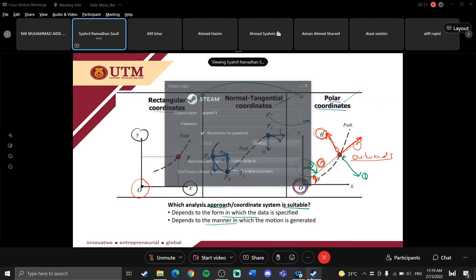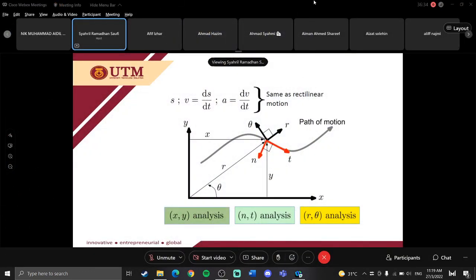Okay, in rectilinear motion, you learned that velocity is the rate of change of displacement, which is ds over dt, and acceleration is the rate of change of velocity, which is dv over dt. So we still refer to this displacement, velocity, and acceleration. The concept is still the same.